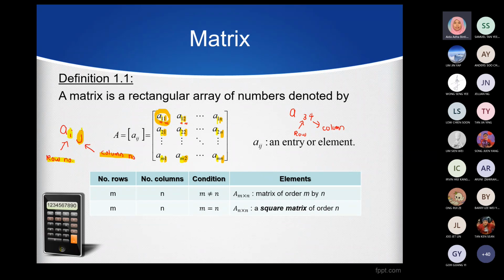Let's say you have the matrix A, M multiplied by N here. M refers to the rows and N refers to the columns. When M is not equal to N, the dimension of the matrix is M multiplied by N, which is order M by N. Now let's say M is equal to N. Then we call it a square matrix. We can rewrite it using N multiplied by N. So a square matrix means the number of rows must be equal to the number of columns.